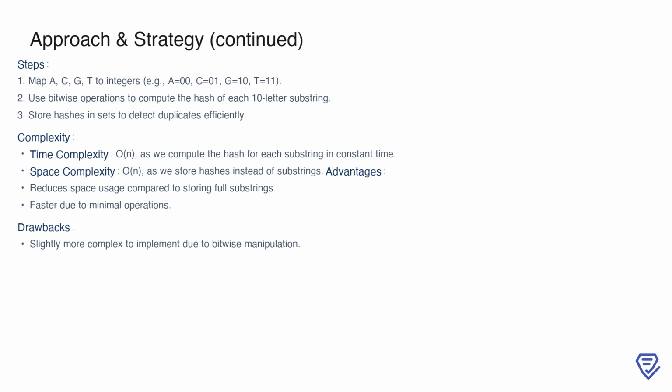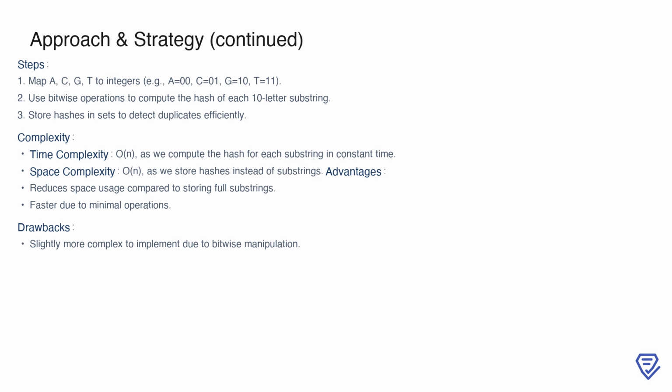The process involves mapping the characters A, C, G, and T to integers, such as A equals 00, C equals 01, G equals 10, and T equals 11. Using bitwise operations, we compute a hash for each 10-character substring and store these hashes in sets to detect duplicates efficiently. This method has a time complexity of O(n), as each hash is computed in constant time, and the space complexity remains O(n), but we store hashes instead of substrings.